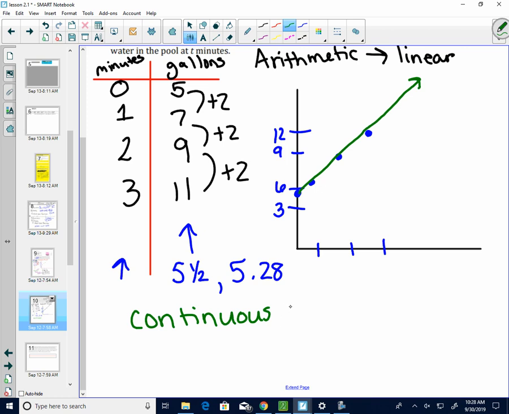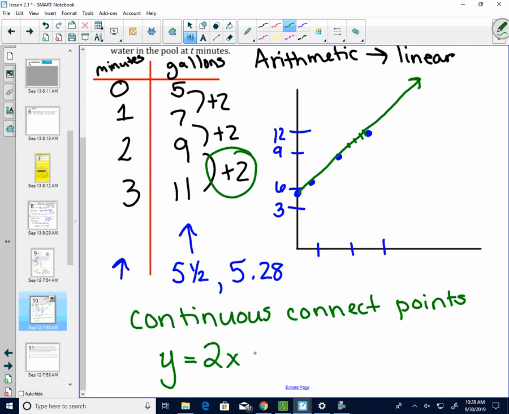So continuous means connect the points, because that means it can be everything in between those points as well as those points. So an equation for this would be y equals, what are we changing by? We're changing by 2, so that becomes our slope, plus, where did we start? Where x was 0, we started at 5. So this equation is y is equal to 2x plus 5.